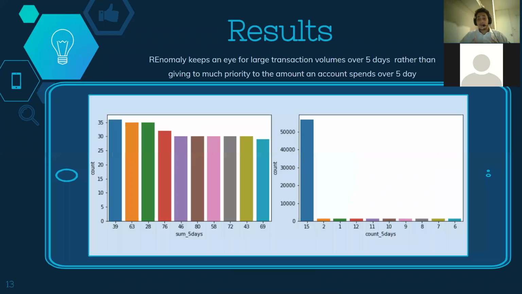And if we look at Renomaly, Renomaly does not put a big focus on the sums of money being moved around, like we said. However, it puts a focus on the volume of transactions that each user does. So a high volume of transactions is usually what Renomaly flags as being fraudulent.